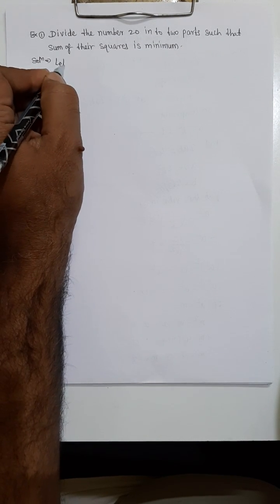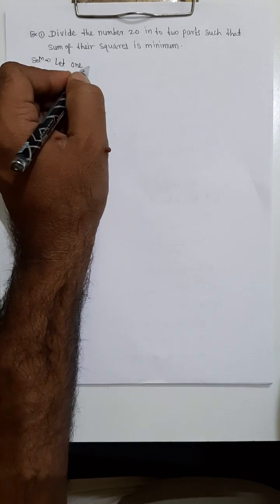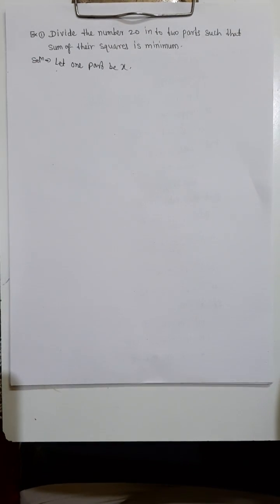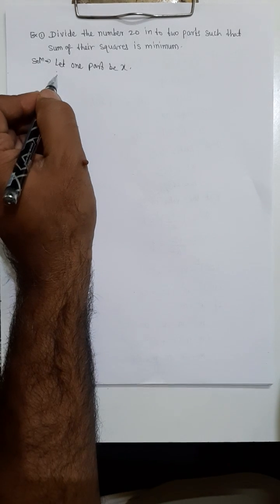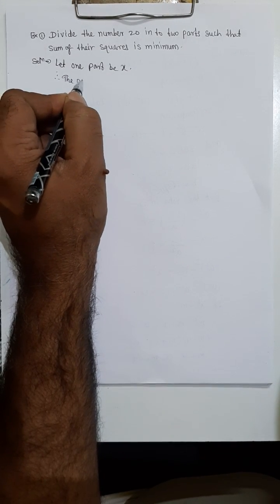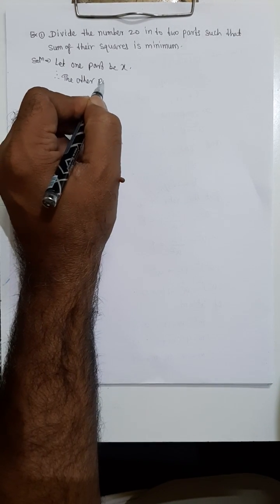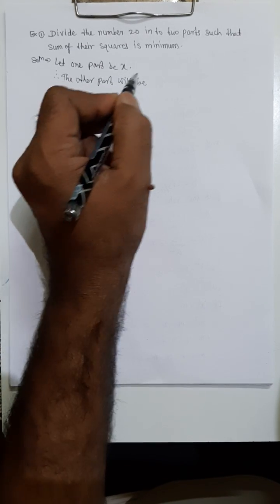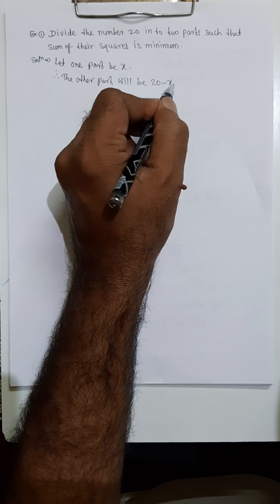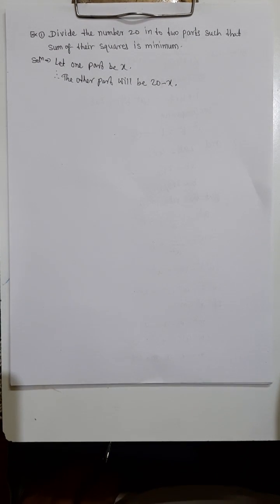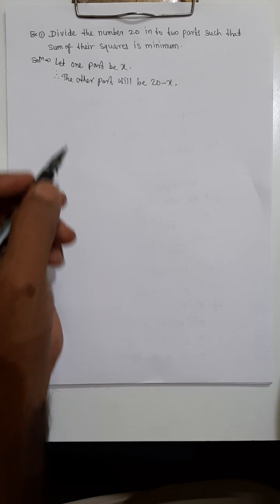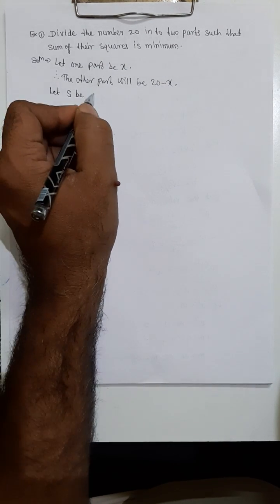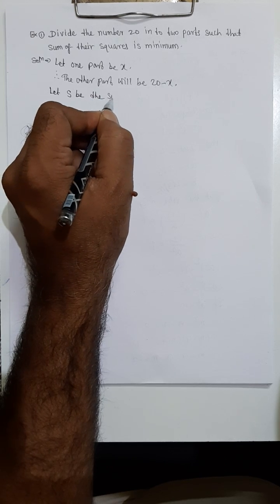Let one part be x, that is, one part of 20 be x, and therefore the other part will be 20 minus x. If we add these two parts, we get 20. Let s be the sum of their squares.